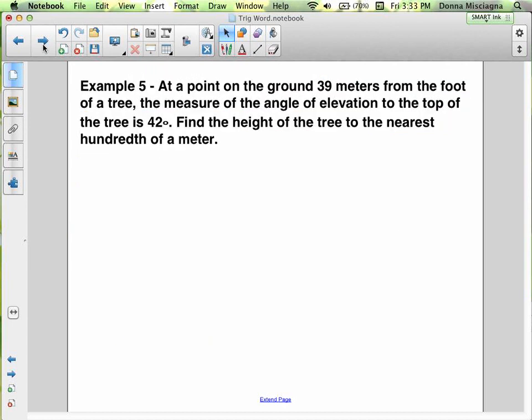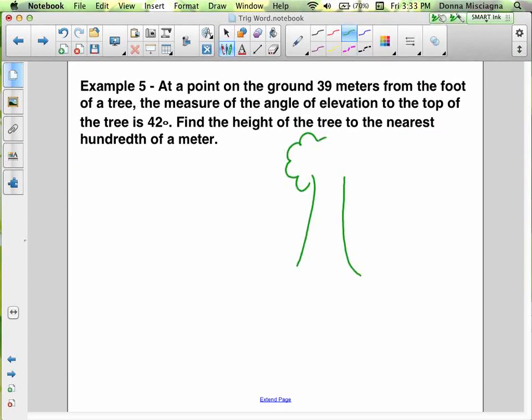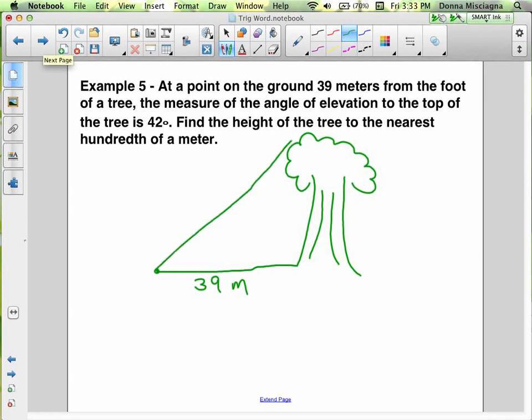At a point on the ground 39 meters from the foot of a tree. So I've got a tree here. Oh, that's a lovely tree. And there's a point on the ground 39 meters away. The measure of the angle of elevation to the top of the tree is 42 degrees. Of course, the tree forms a right angle with the ground, and that's supposed to look like a right angle there.